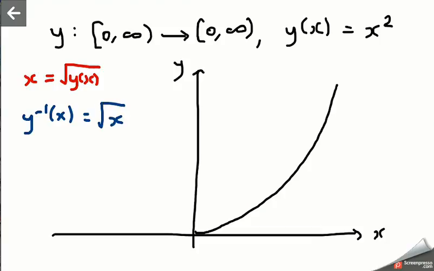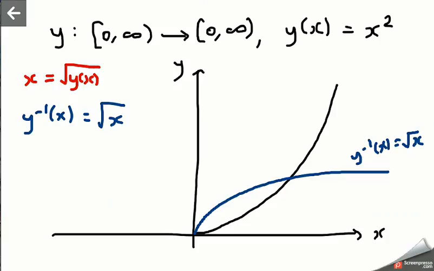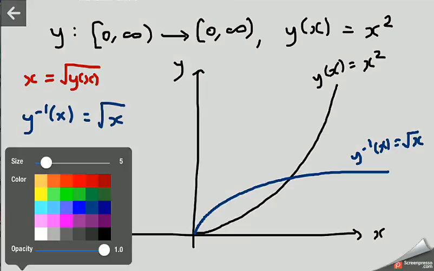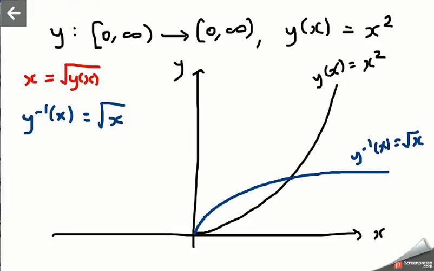Now, the square root of x looks something like this when we graph it. Square root of x looks something like that. So this is the function y inverse of x equals square root of x. And of course, this one in black is the function y of x equals x squared. Now we're going to draw the line y equals x. You'll see why in a second. So this is the line y equals x.